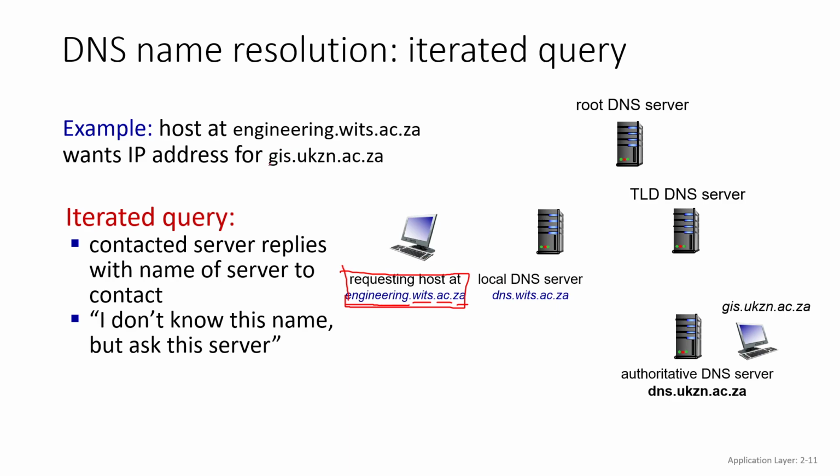But then we want the IP address of gis.ukzn.ac.za. Wits is in Johannesburg. UKZN is in Durban. Those are two different cities, but in the same country. And within the same country, they have the same top level domain, right? But it doesn't matter. We still have to look for UKZN. This UKZN is not within the WITS environment, the WITS context.